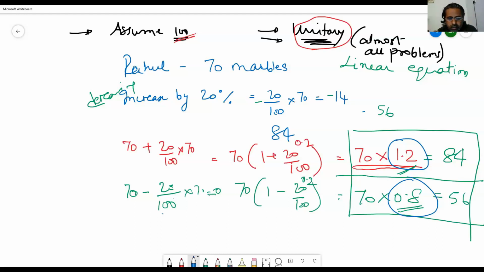This approach is probably one of the most important 10 minutes of CAT maths, because this is the way I'm going to solve most problems now. And you'll find that in DI, everywhere, this method becomes very powerful. Now I'll spend 5 more minutes on this, and then I will move to the problems.